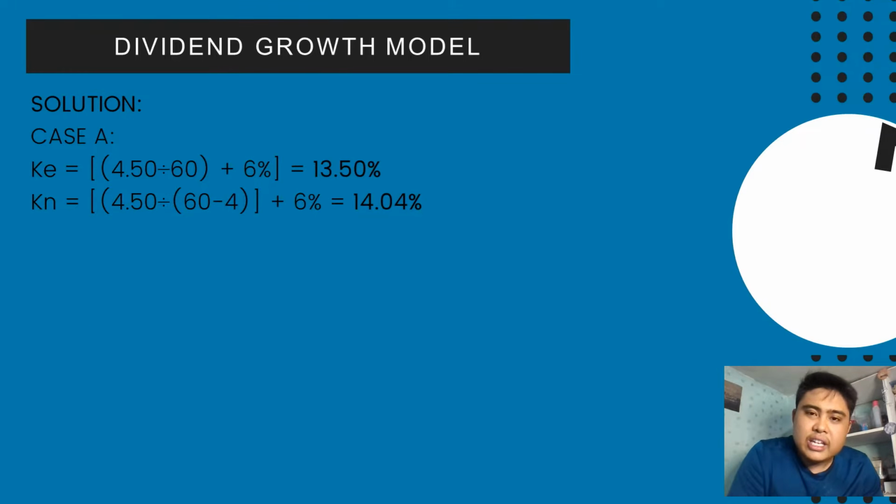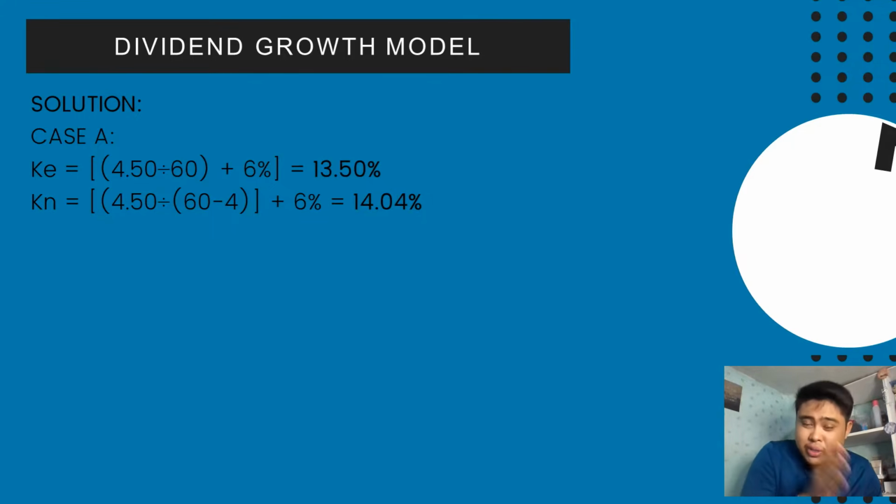Next, KN. So, kung titingnan natin, ang formula ng KN, halos pareho lang sa KE except that, ang denominator mo, babawasan mo ng flotation cost, which is 4 pesos. So, pag minus mo yan, and then dinivide mo yung 4.50 doon, plus 6%, the answer for case A would be 14.0%. So, this would be the answers again for case letter A. Diba? Totally basic. Yung nga lang ang nilabas ko kasing exercise is parang tabular form.